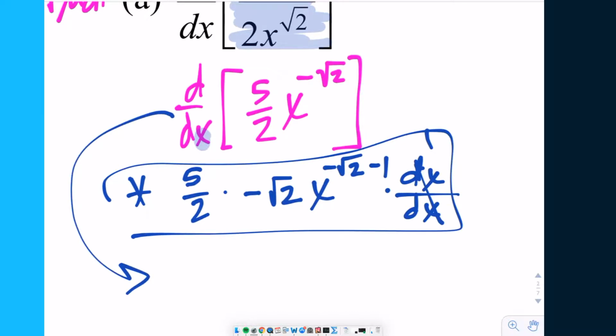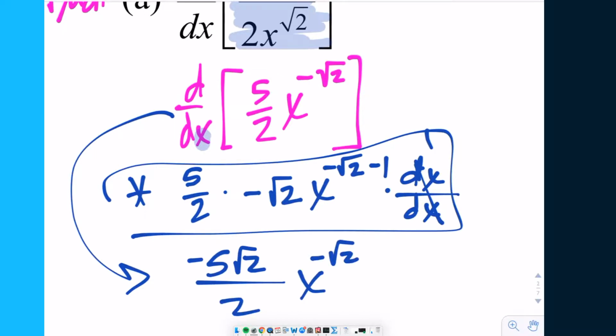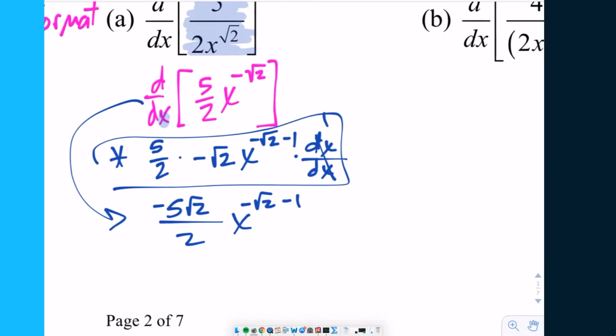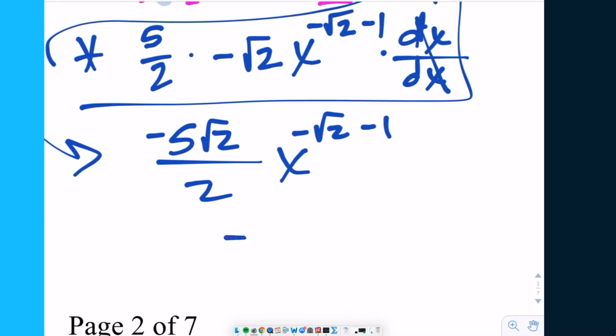You're going to take the derivative and the d dx goes away. You're just going to say it's 5 negative, or sorry, you got to be careful there. How about negative 5 square root of 2 all over 2 x to the negative square root of 2 minus 1. You can go straight to there. And then if you want to put it back into the radical format that it started with, that would end up being negative 5 square root of 2 all over 2. And then the x jumps to the bottom.